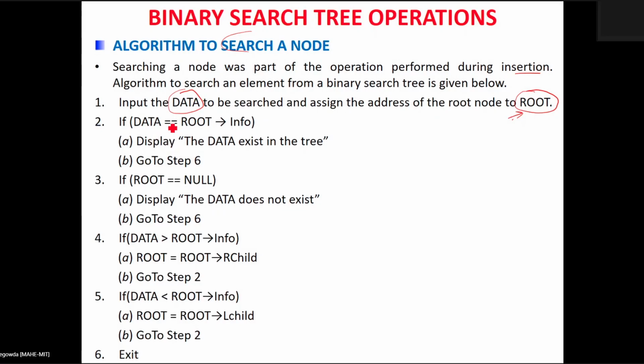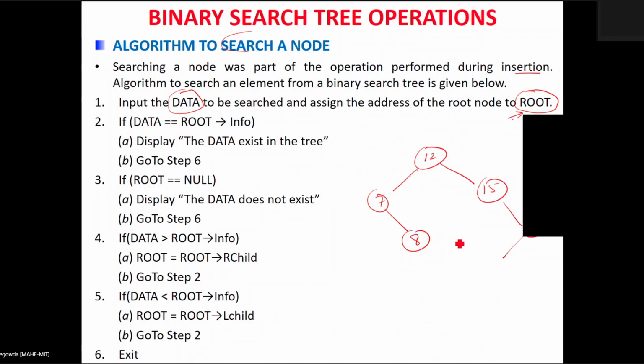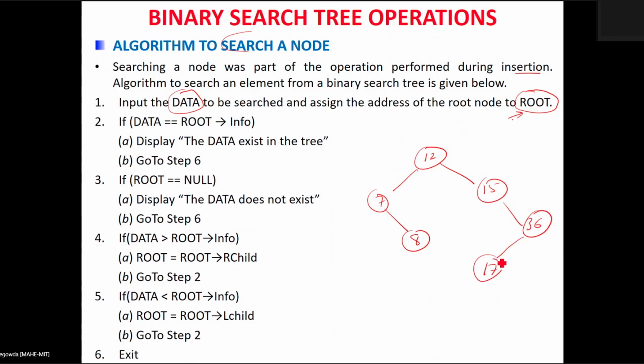If data is equal to the root node, say for example we have a node 12, then 7, 8, 15, 36, and 17. Let us assume that this is the BST we have. Let us assume that the data to be searched is in the variable data, and that the data to be searched is 12.